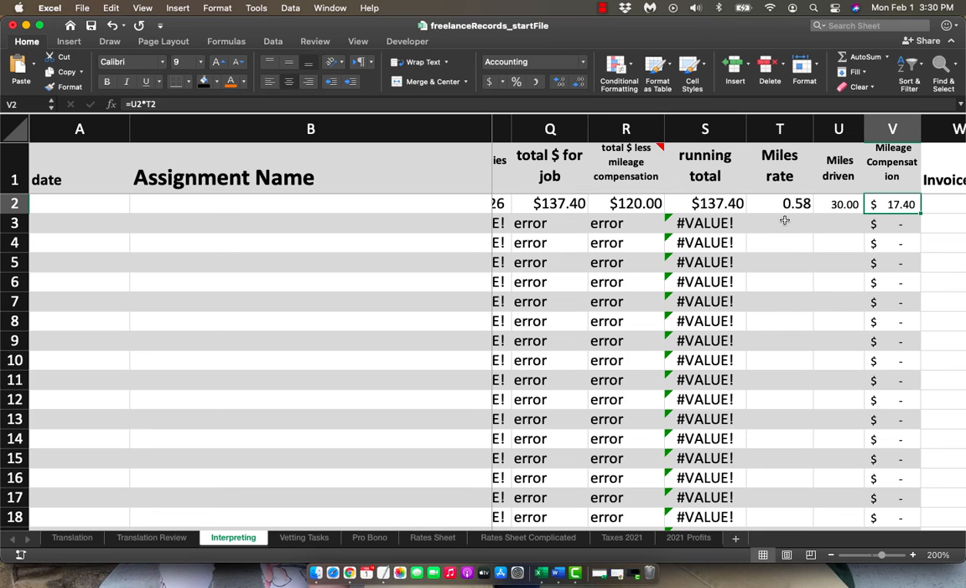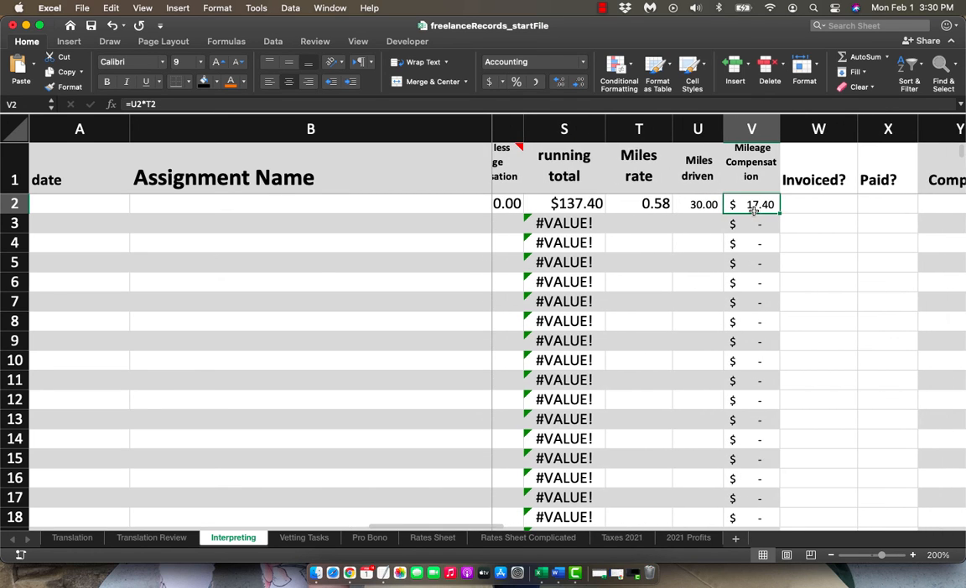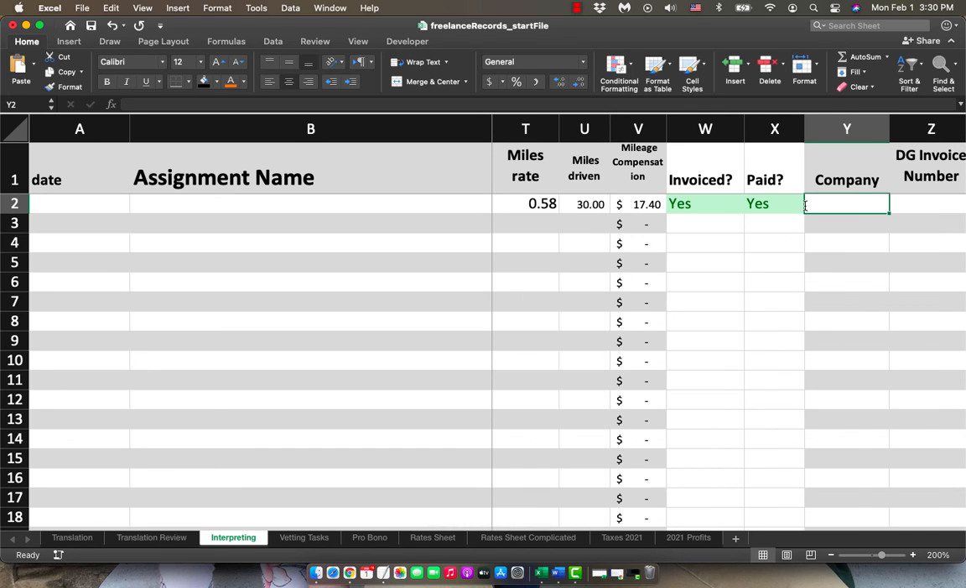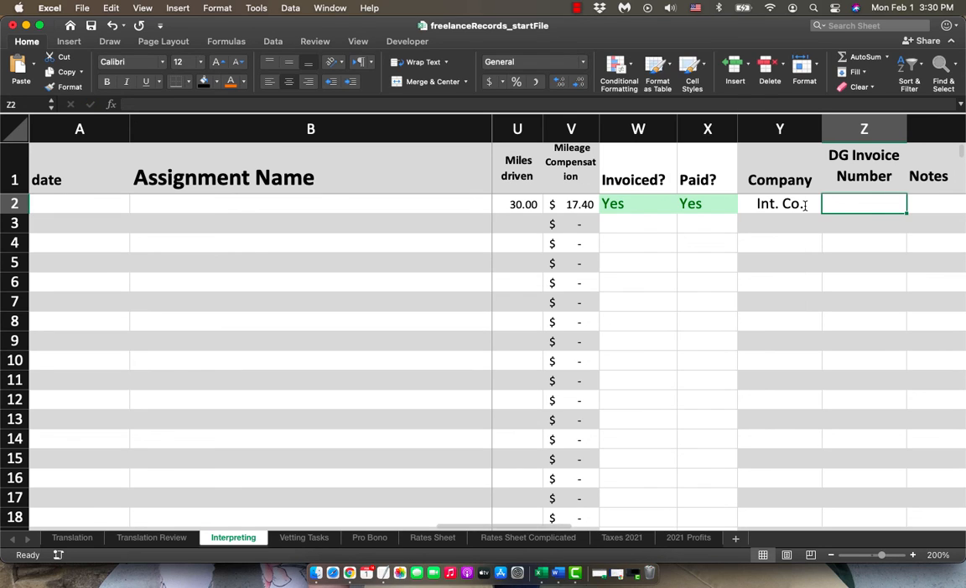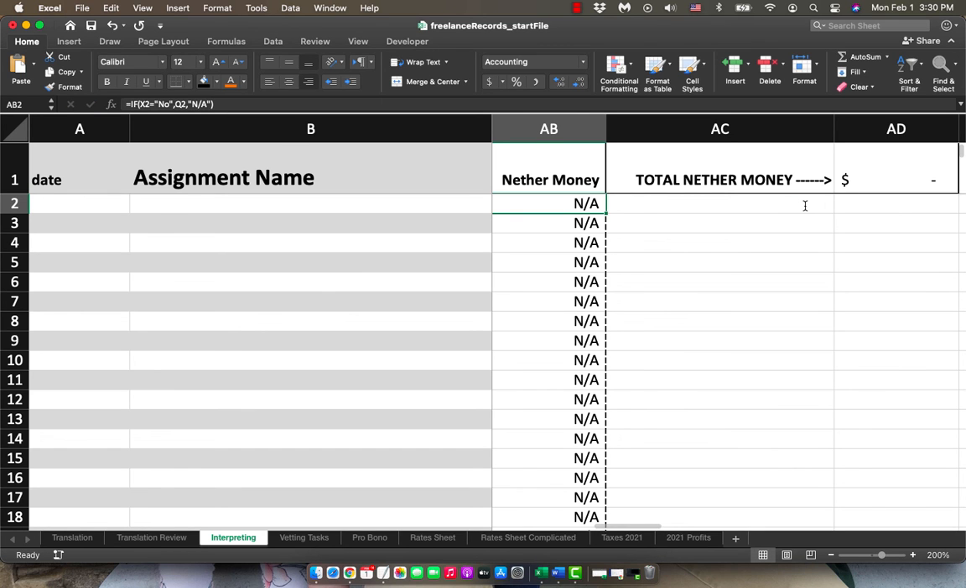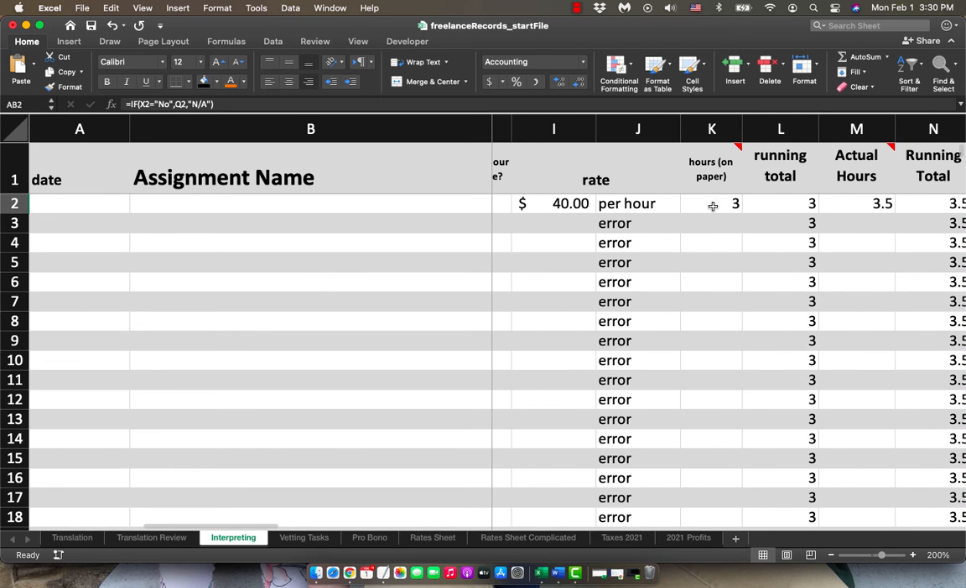I would rather just say, okay, I've already been compensated for that expense because they're paying for miles, and I'll just leave this money off my taxes. And say yes, I invoiced it. Yes, I got paid. We'll put the company in here. Invoice numbers, as always. And try to keep that Nether to a minimum.